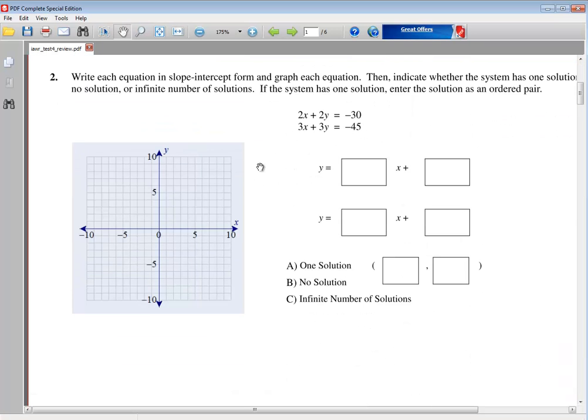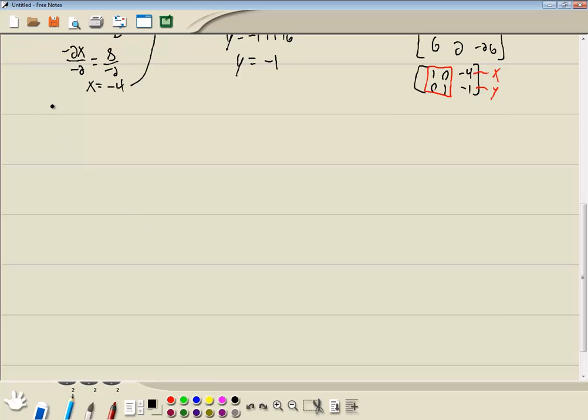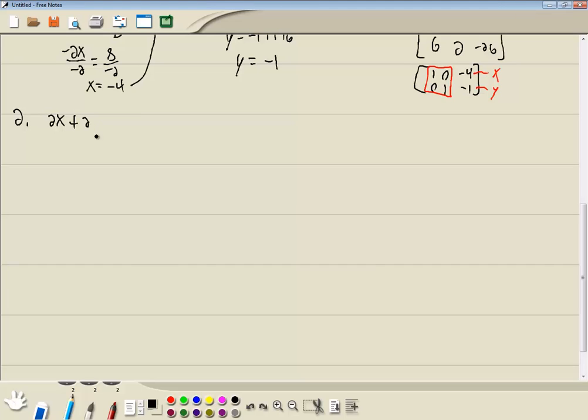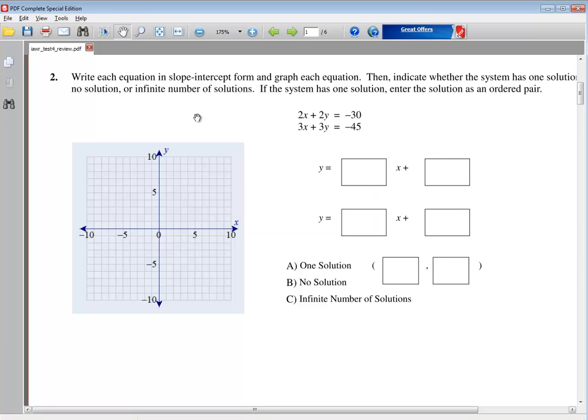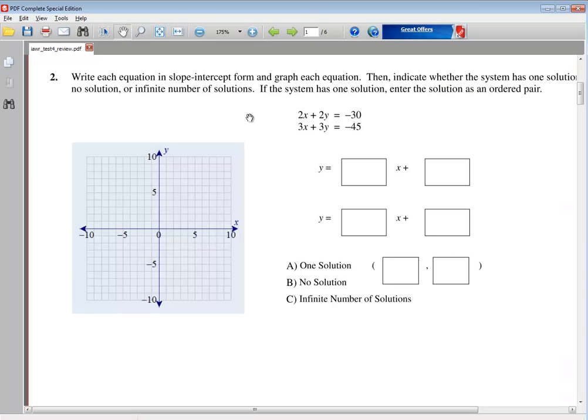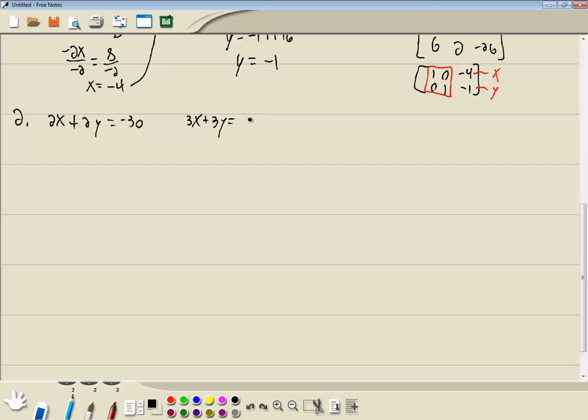Okay, let's take a look at this second one. It says write each equation in slope-intercept form and graph each equation. Same idea, and find our answers. So we got 2x plus 2y equals negative 30, and 3x plus 3y is equal to negative 45.